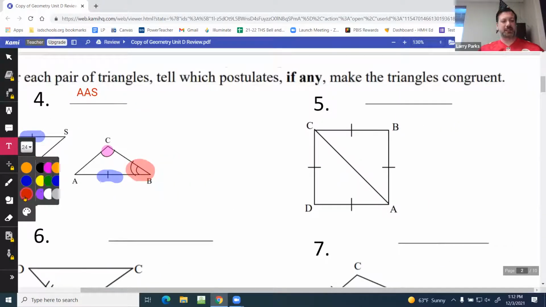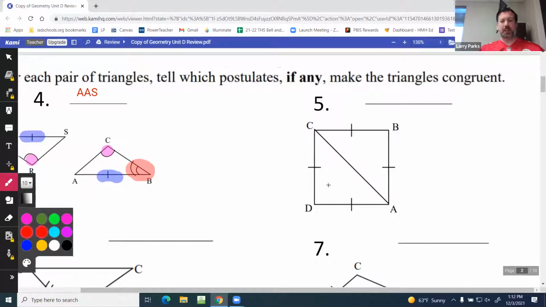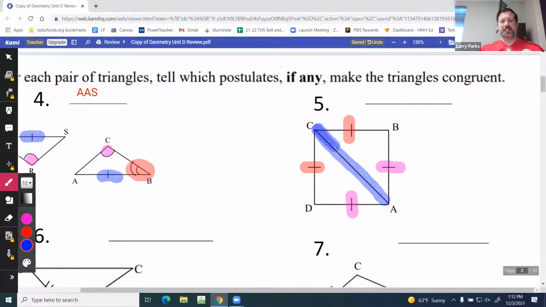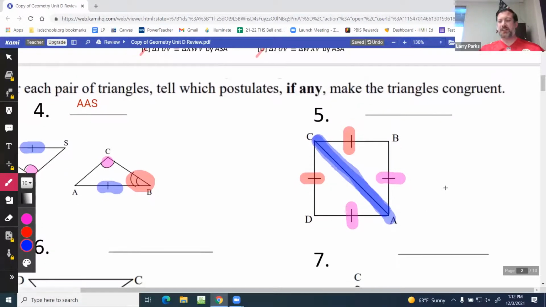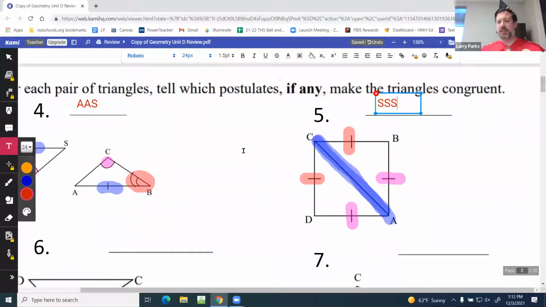All right, number 5. What do I know? I know, first of all, that side equals side. So that's an S. I also know that side equals side. And then finally, I know that this side is equal to that side because they're the same side. So is that enough to know? Yeah, by SSS. So the theorem says that if each side is congruent to the other side of the triangle, and you know all 3 sides are congruent, that is enough to prove congruency.